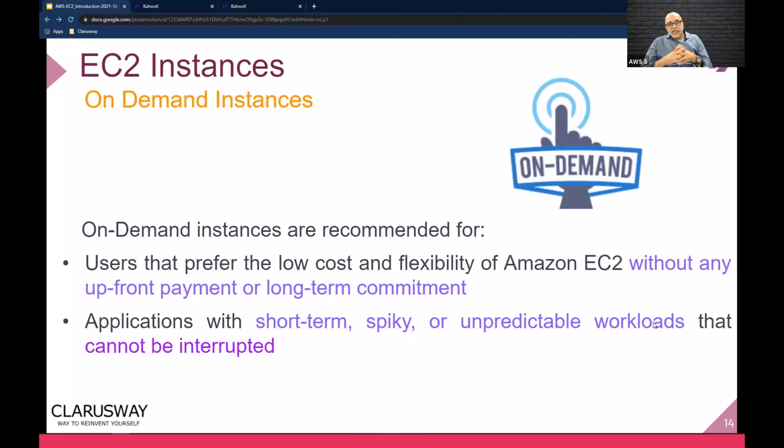And you've got applications that essentially can't be interrupted, right? And we'll talk about that, and that's really making a comparison to spot instances. But really, the main thing about on-demand instances is that they will run as long as you want them to run. They will not just stop, and you can stop them whenever you want.